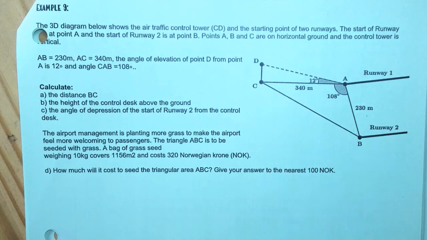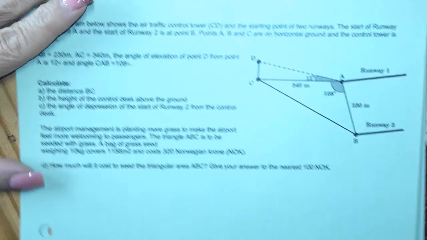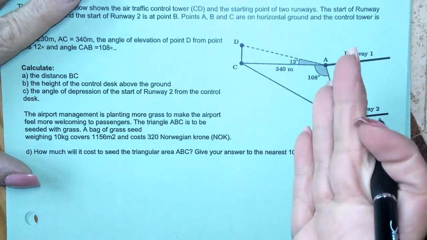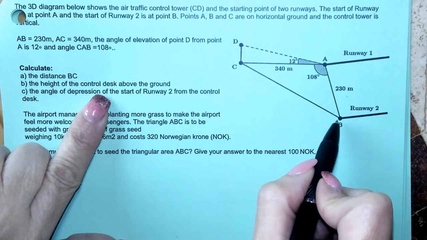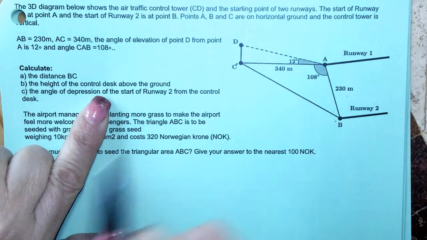All right, everything's going to be labeled that I'm about to read here. AB is 230, AC is 340. The angle of elevation of point D from point A is 12 degrees. The angle CAB is 108. We want to first find the distance BC. All right, so let's take a look at this. Whole bunch of information, but it's already labeled, so really we're just looking at this. We want to find the distance from B to C.